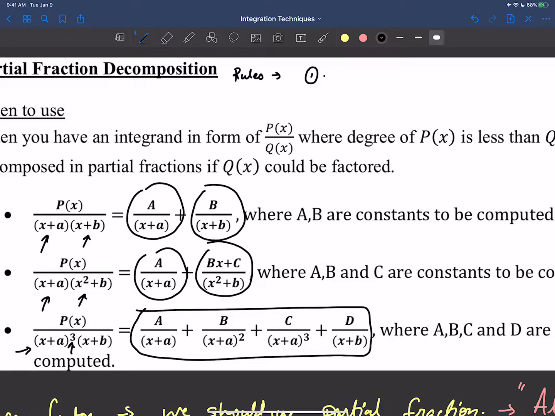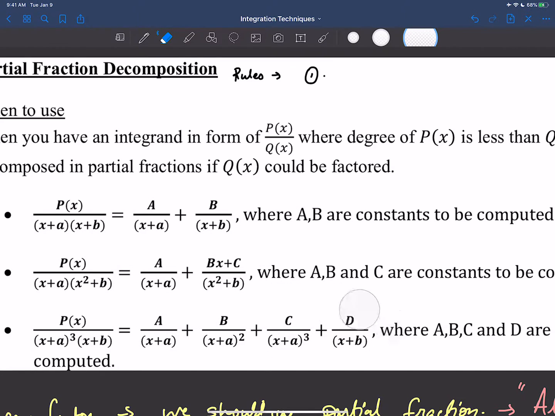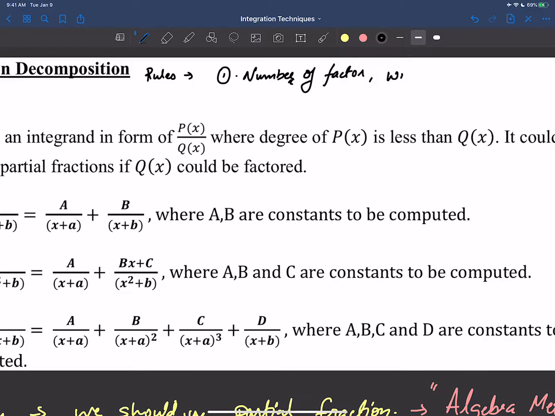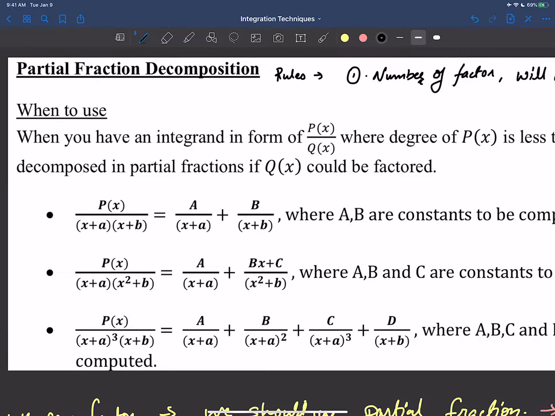So that's rule 1. If you think about it that way, let me just get the eraser out of the way. So rule number 1 tells you that the number of factors, and this includes the repeating ones, so you've got to see the number of factors, will determine the expansion. When you expand or decompose it, any word you want to use, the number of terms you'll have in your expansion depends upon how many factors you have. Cool, that's easy, out of the way.